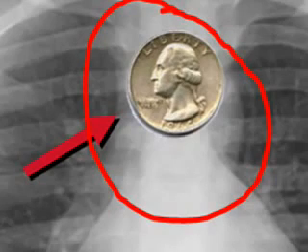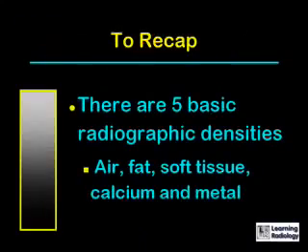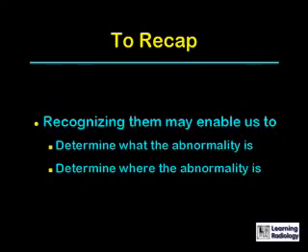So if you correctly identified that it was metallic density, you were using the 5 basic radiographic densities. To recap, they are air, fat, soft tissue, calcium, and metal. And by knowing them, we can frequently recognize what an abnormality is and determine where the abnormality is.